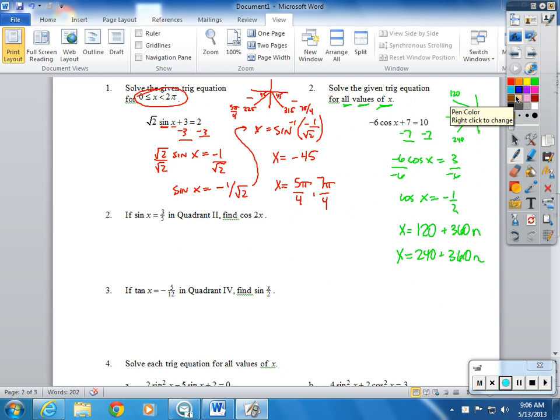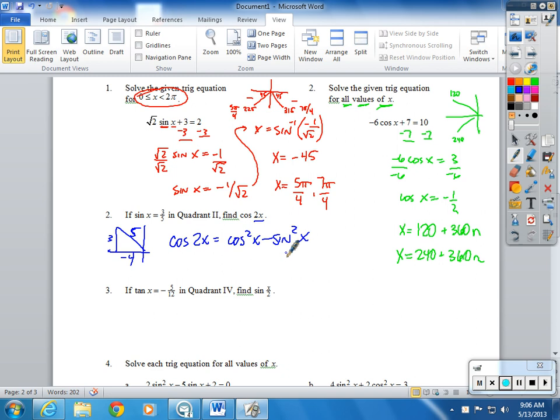All right, if sine of x equals 3/5, and that's in quadrant 2, find the cosine of 2x. So this will be the double angle identity for cosine. So sine of x is 3/5 in quadrant 2, so we're in the second quadrant. Y is 3, hypotenuse is 5. Again, definitions that you have to have memorized. The cosine value there would be negative 4. That's a Pythagorean triple.